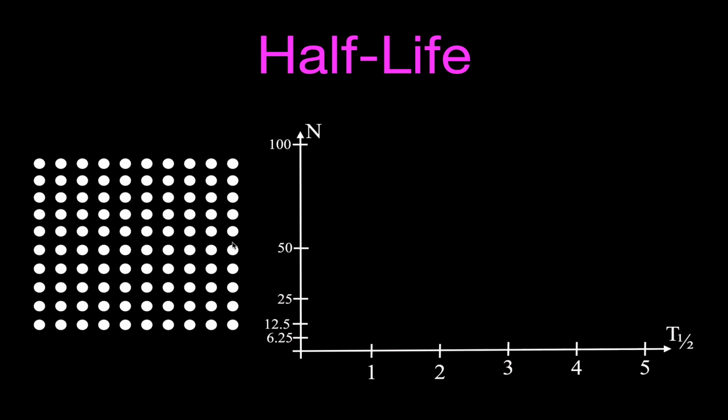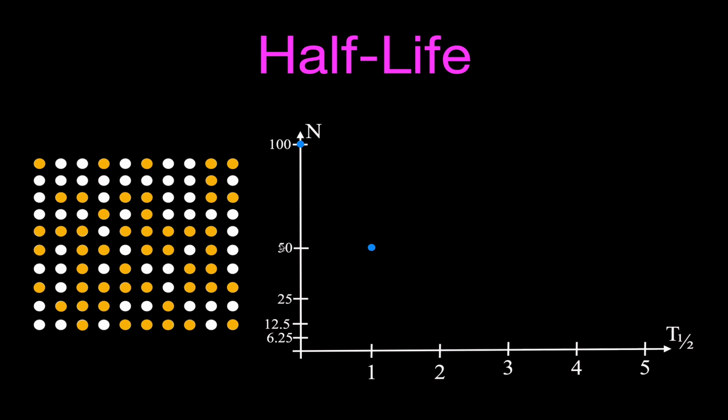So we have our time equals 0. We're going to say we have 100, so we put a dot on our graph right there at 100 nuclei. That's the number we have. And then after one half-life, because the half-life is the time it takes for half of them to decay, we're only going to have 50 remaining that have not decayed. The orange ones are the ones that have decayed. After one half-life, 50 have decayed. We only have 50 white dots undecayed. So we put a dot on our graph at one half-life, 50 remaining.